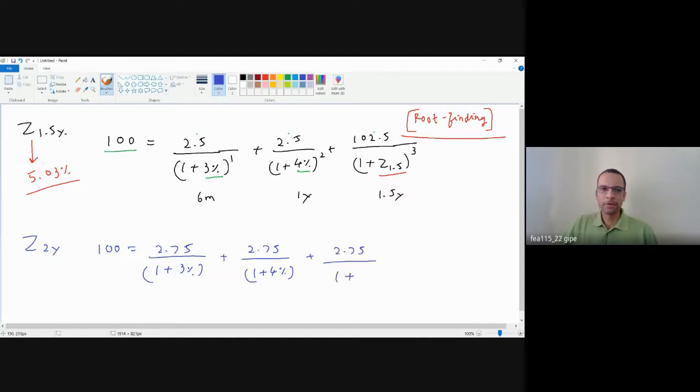So I'll be using this 5.03 which I've calculated. Again, I'm not adjusting it for compounding. I'm keeping it plain and simple.